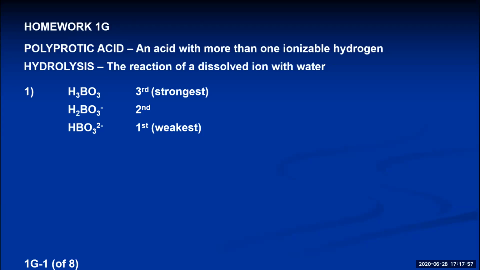Number 2, a solution is 0.050 molar in sulfurous acid. Calculate the concentrations of all the species in the sulfurous acid solution and then calculate the pH. So sulfurous acid is a diprotic acid. We answer the question by doing each ionization successively in a row.